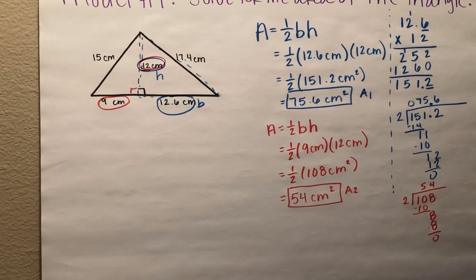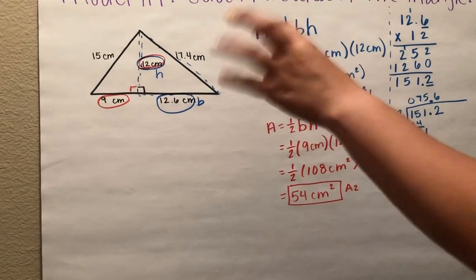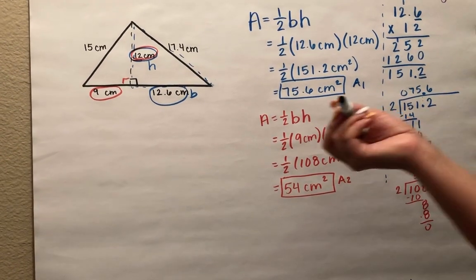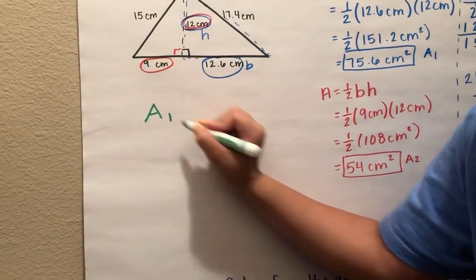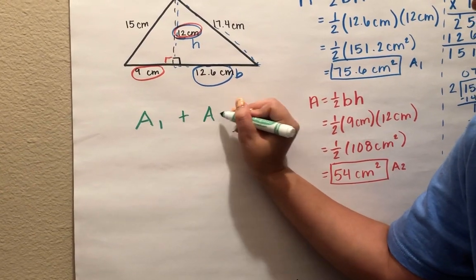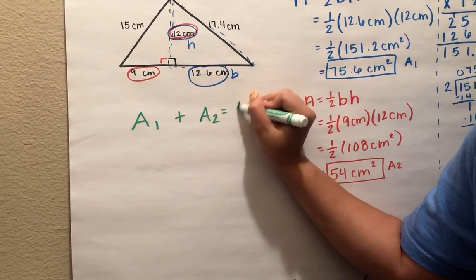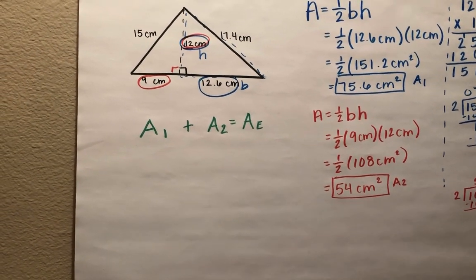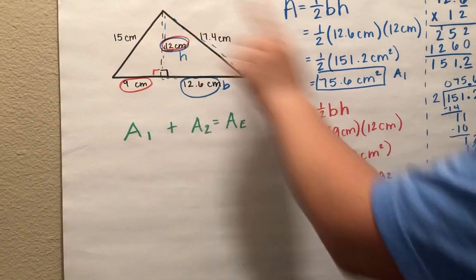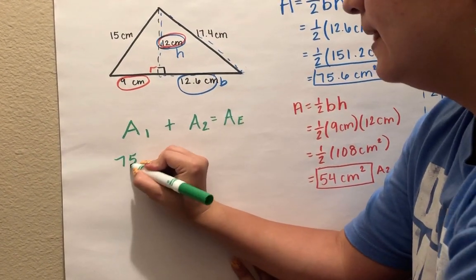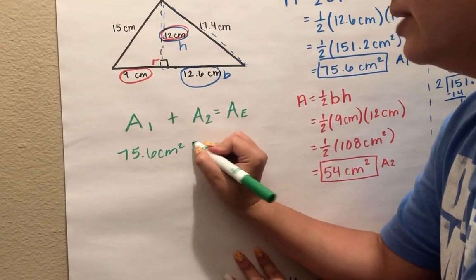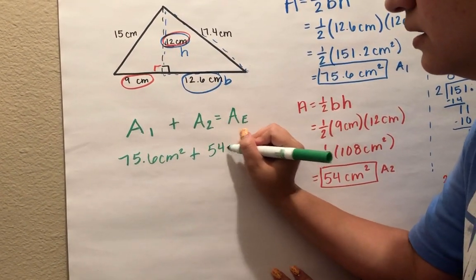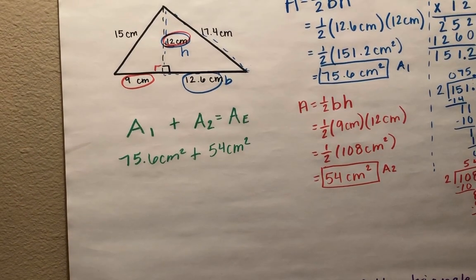Finally, I ask myself, how do I find the area of the entire triangle? Well, now I need to add up the sums of the two areas. So I should have the area of triangle 1 plus the area of triangle 2 will give me the area of the entire triangle. So I'm going to go ahead and replace what I found for area 1. That was this side. I have 75.6 centimeters squared plus my area 2 is 54 centimeters squared. Let's add those together.